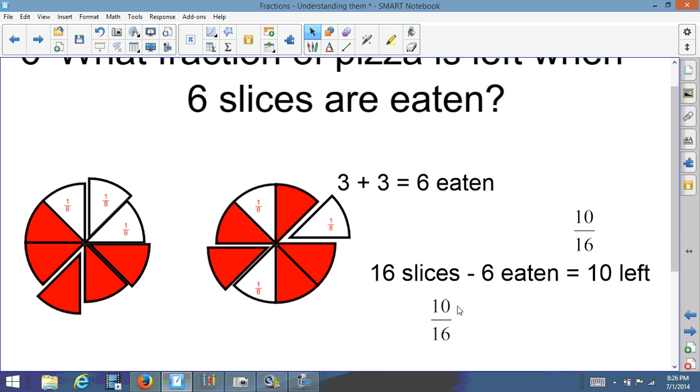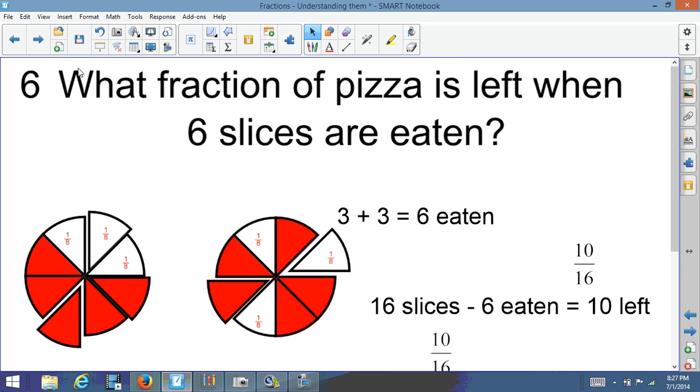And notice that our bottom number was 16 because that's our total number of slices. And this is the part that was used. So we have part used out of the total amount. And we can even reduce that, but we'll talk about that at another time.